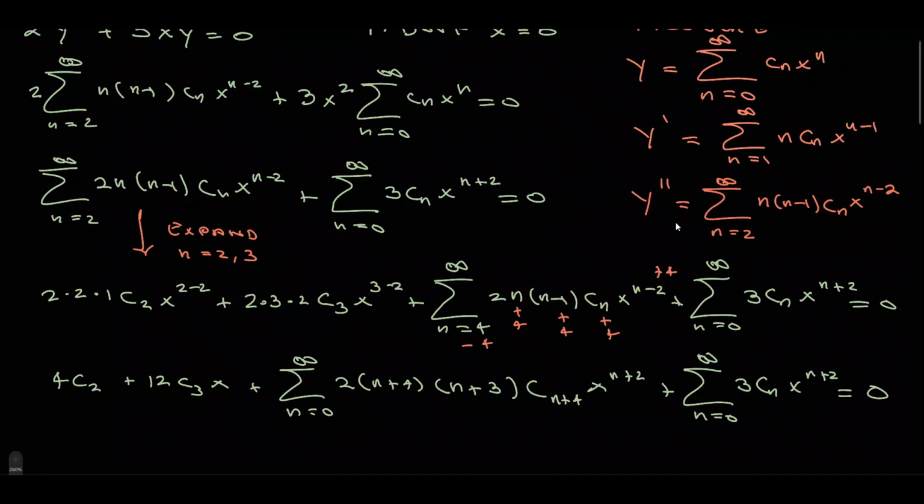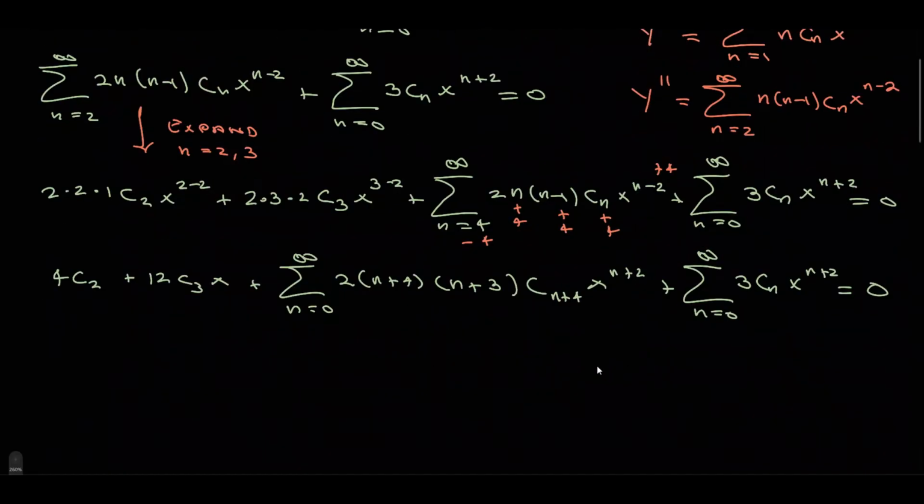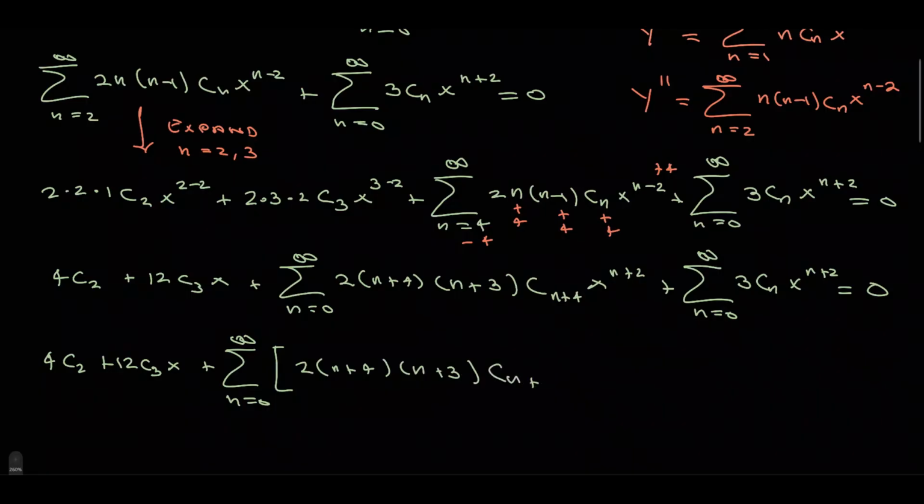All right, so at this point, we're going to combine the series into a single one. So this will be 4c₂ + 12c₃x + Σ (n=0 to ∞) of [2(n+4)(n+3)cₙ₊₄ + 3cₙ] times xⁿ⁺². All right, and let that be equal to 0.